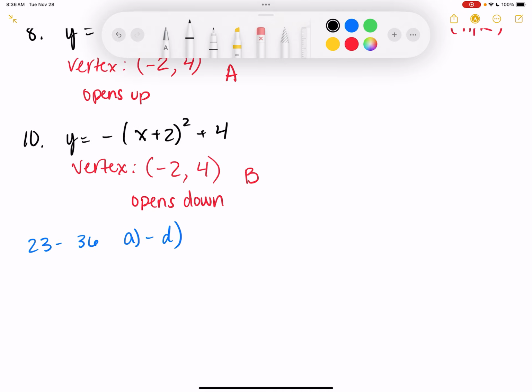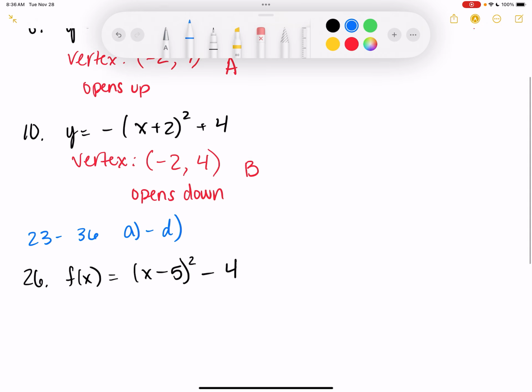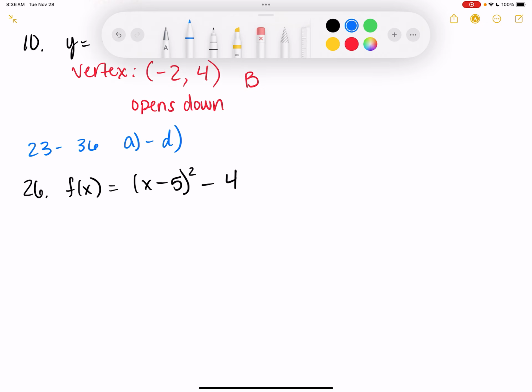All right, so 26, we've got f of x equals (x minus 5) squared minus 4. I'm going to list off all the things at once, and then we'll graph it once we have all the information we need. A is the vertex, B is the AOS, the axis of symmetry. You can just write axis, whatever you want. C is domain, and D is range.